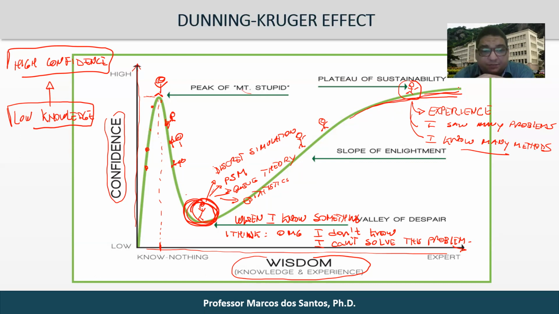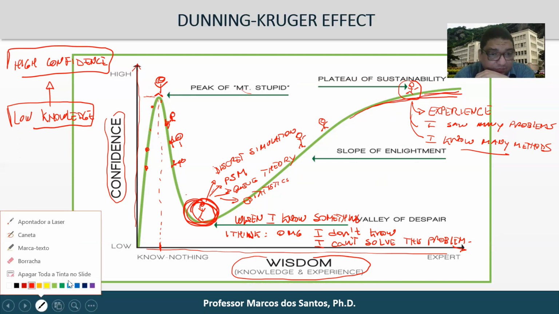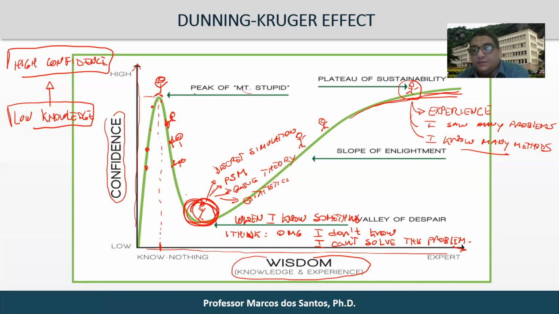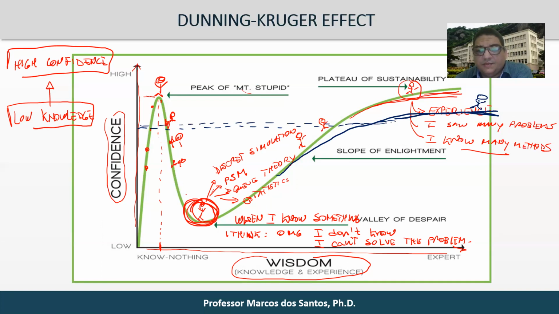But look, I think this level with experience is a little bit lower than the initial level. I think when we have so much experience, we are here a little bit below the initial level. Because in this case, I know many methods, I have experience, I saw many different problems, but now I know that I don't know many things.